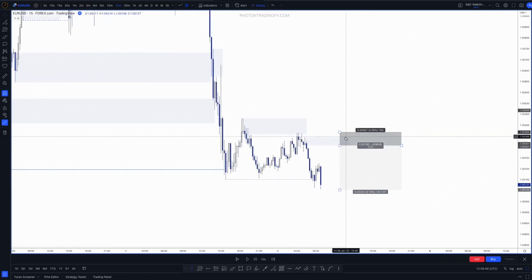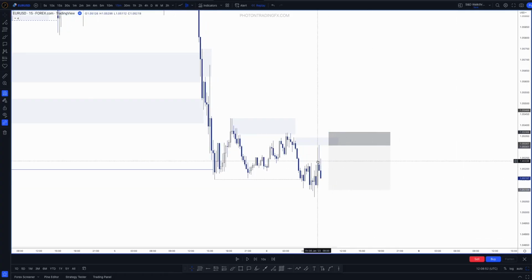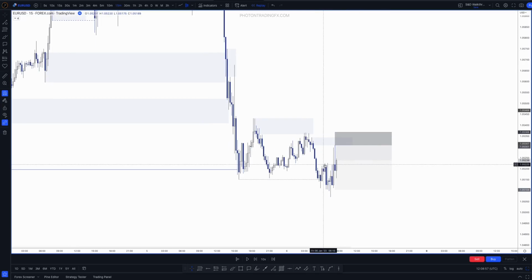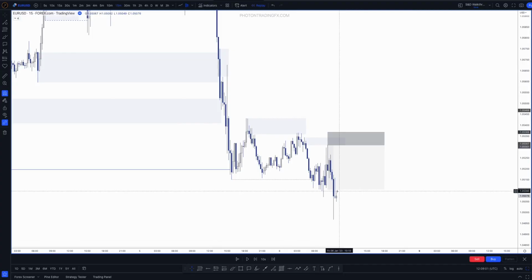So you kind of want to look for a quick move here. Let's see how this goes. So you'd be tagged in. Again, a little bit messy here. We have had a bit of a shift there, so it's not looking great. There we go. I'd be in and out with that trade.